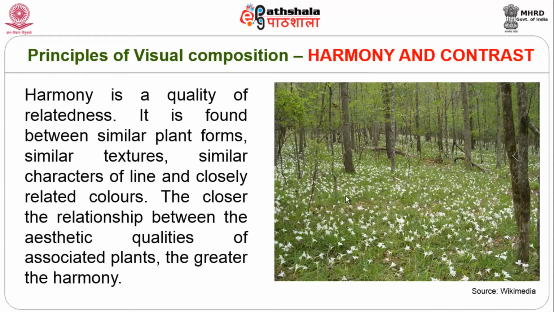So, it is found between similar plant forms, similar textures, similar characters of line and closely related colors. The closer the relationship between the aesthetic qualities of associated plants, the greater the harmony. So, one has to identify the aesthetic quality of a particular plant, and when one chooses another plant, the way to achieve harmony is to look for that particular aesthetic quality in a certain measure in the other plant. So, one can use that plant with the former plant, so that a certain degree of harmony is achieved.